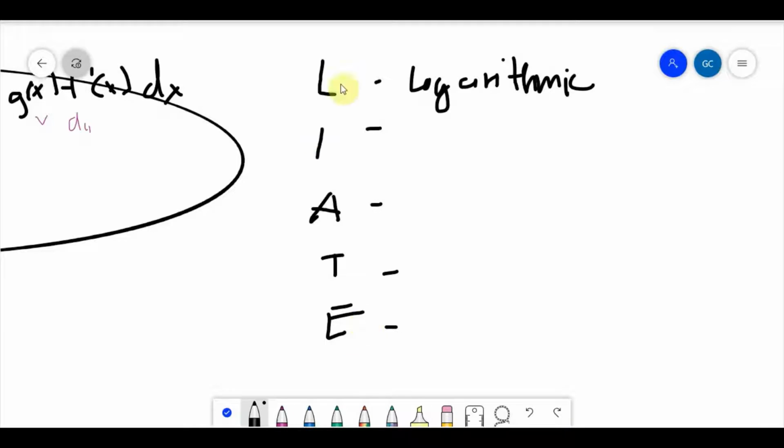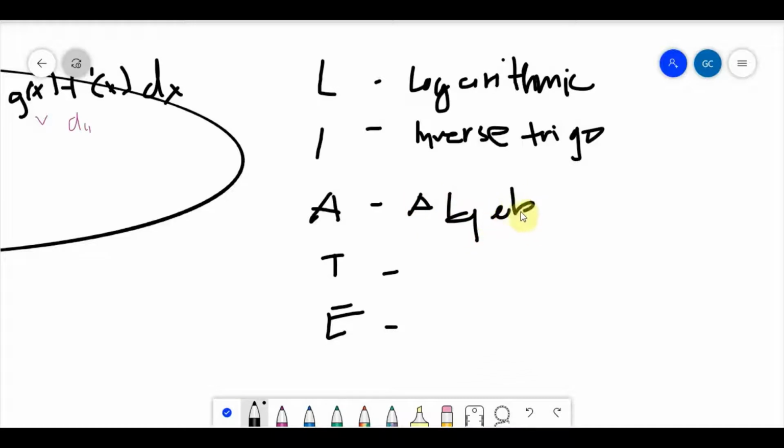L stands for logarithmic, this is in order, and I stands for inverse trigonometric. A means algebraic, and T is just trigonometric, and E is of course exponential.